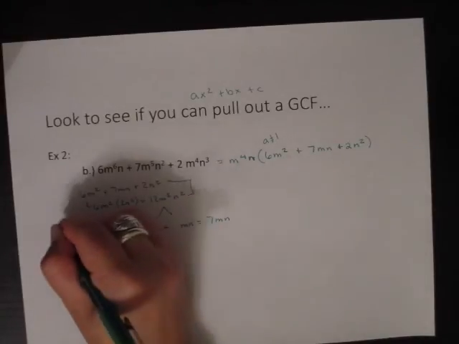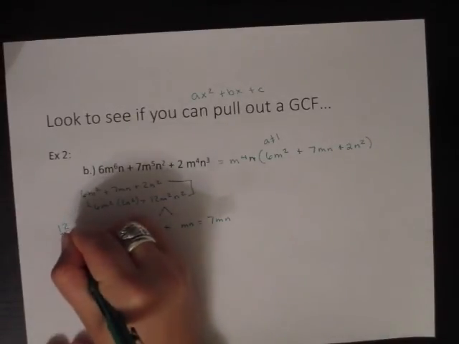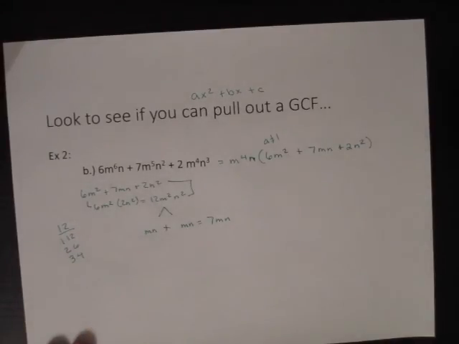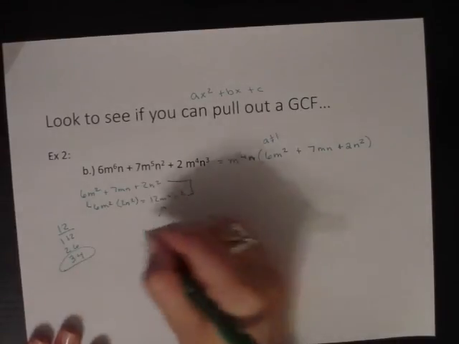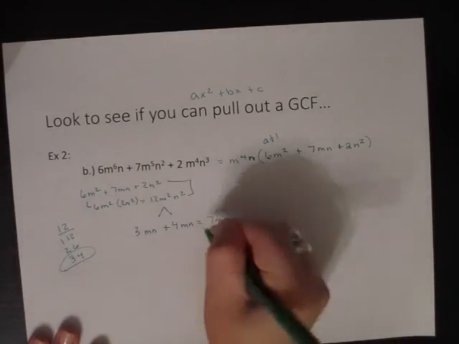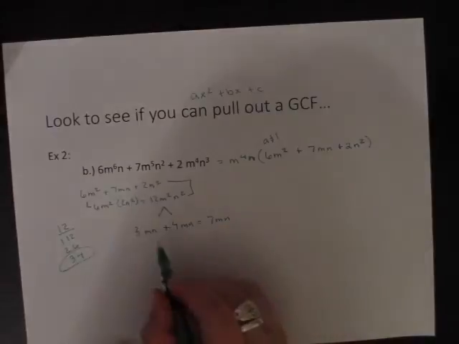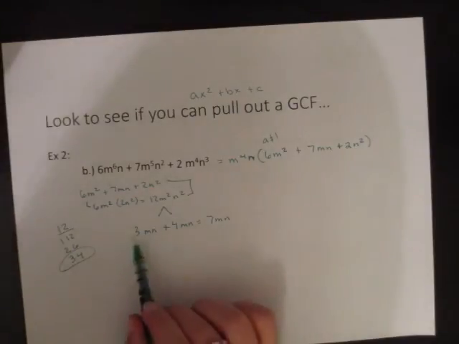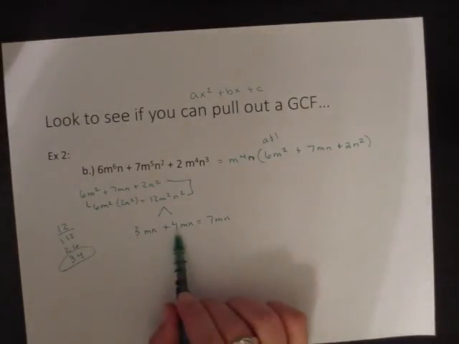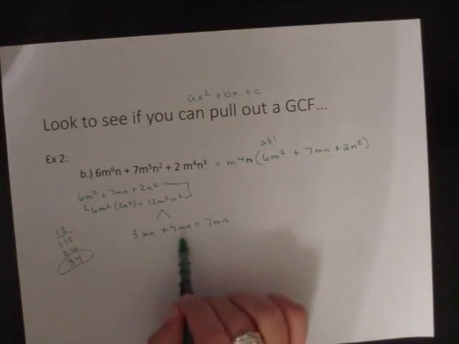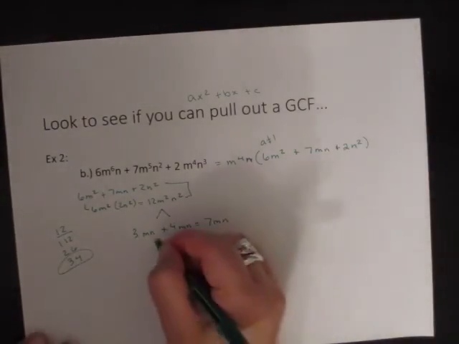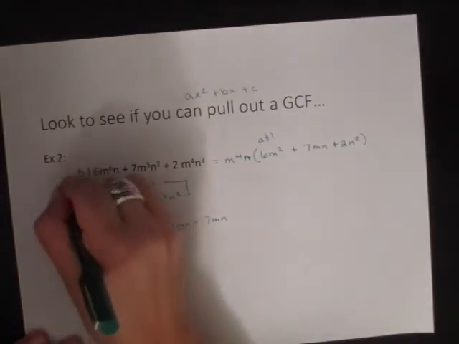Alright, I find my factors of 12: 1 and 12, 2 and 6, 3 and 4. And the only thing that's going to get me to a positive 7 is going to be the 3 and the 4. So I go 3 plus 4 will get me to 7. Please make sure that you keep your variables just so you can keep it straight. Because if I was to multiply these two, 3 times 4 would give me 12, m times m squared, n times n squared.